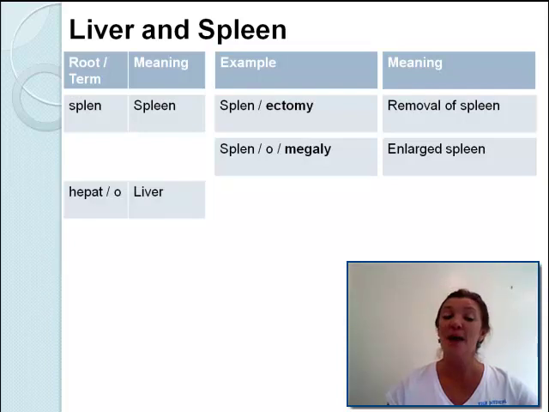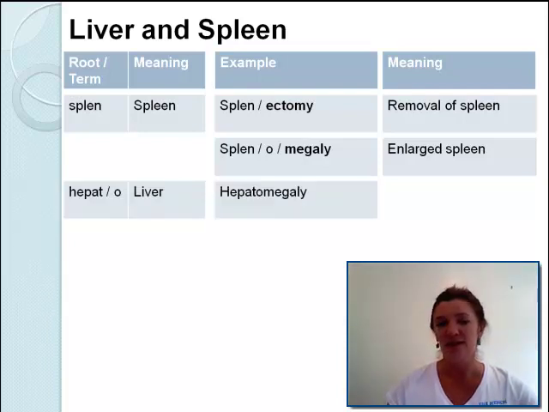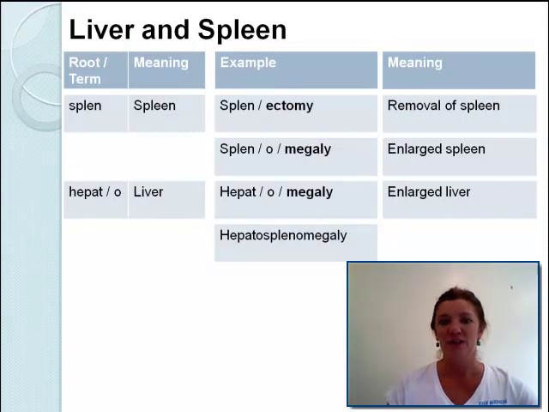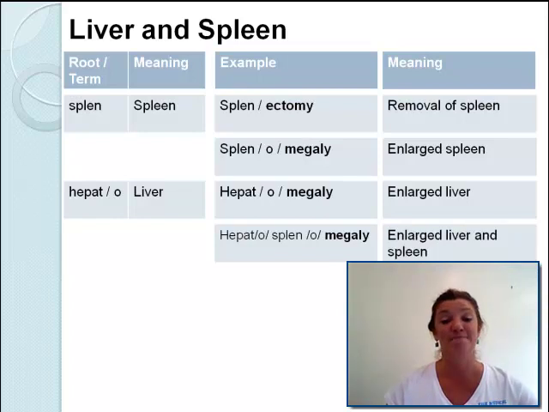Our next term, hepat or hepato, is liver. A patient may have hepatomegaly. Megaly means enlarged, hepat is liver, so it's an enlarged liver. How about this one, hepatosplenomegaly? Where do you think the breaks go? There we go, hepatosplenomegaly. So here we have an enlarged liver and spleen.